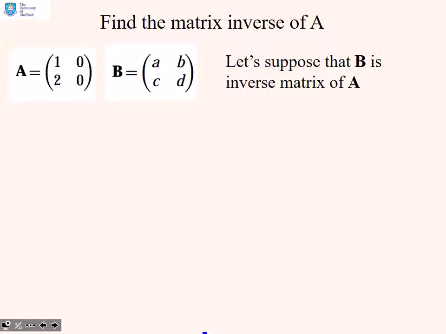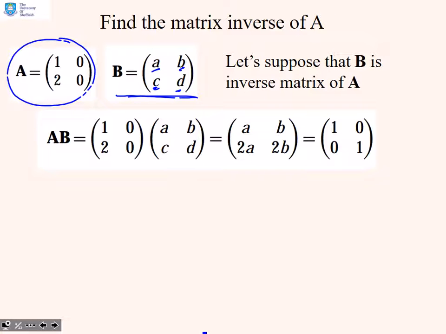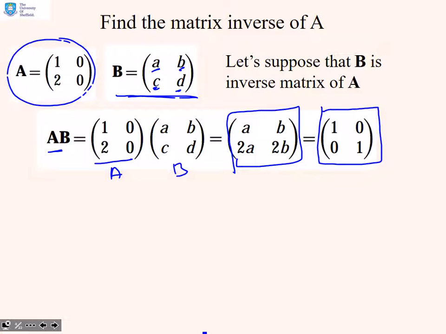Let's look at this example then. Here's A: 1, 0, 2, 0. And I'm going to suppose that B is the inverse of A, and you'll notice that I've made the coefficients unknown for now, so B can change in order to make sure it's the inverse. Let's multiply A by B. So I've done that. There's A, there's B. I multiply the two out and I get this matrix here, a, b in the top row, 2a, 2b in the bottom row, and B is the inverse of A if this product gives me the identity.